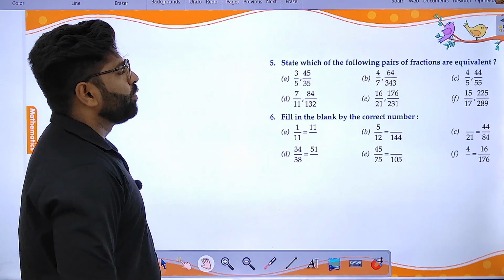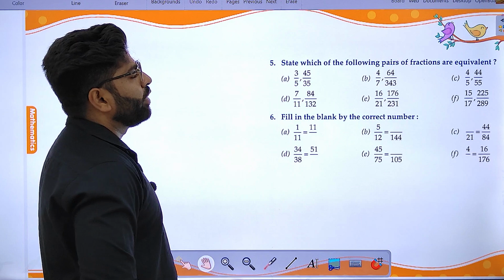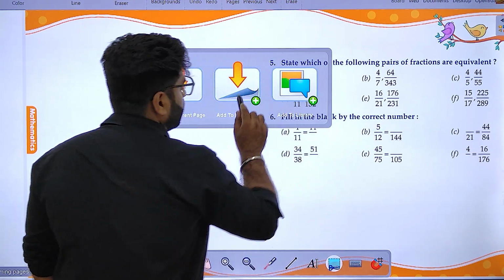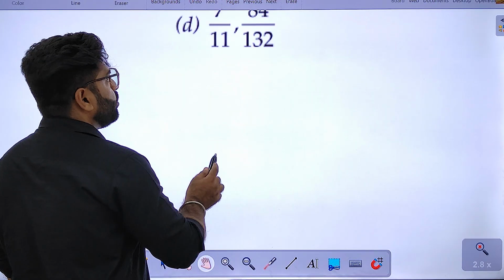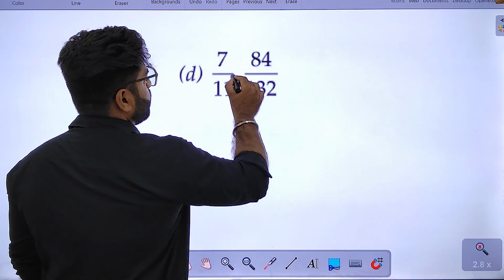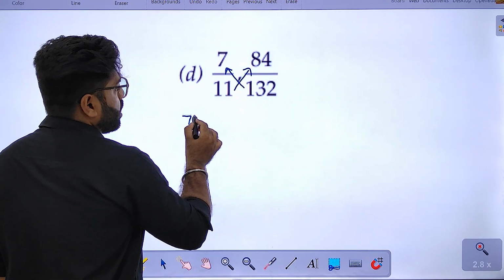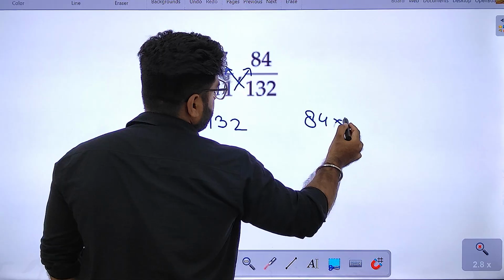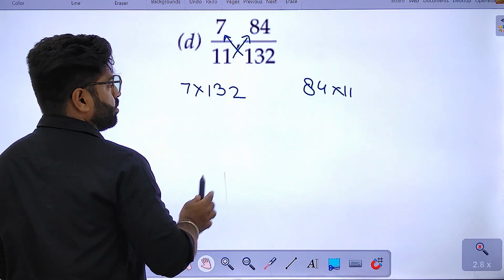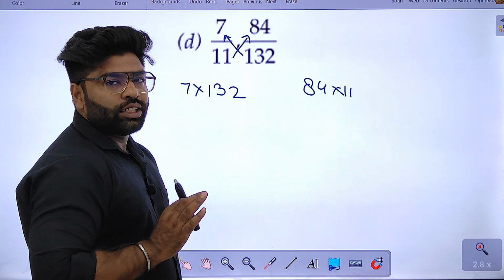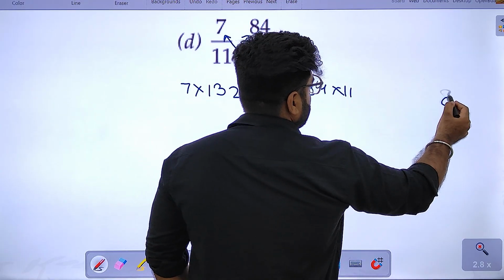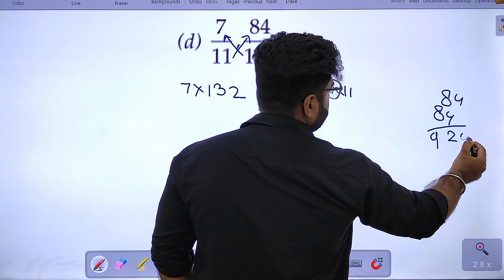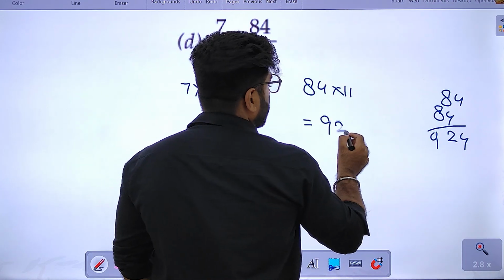Okay, here we are having question number 5. State which of the following pairs of fractions are equivalent. So let's pick D part. Now we are going to use the cross multiplication method just like this. So 7 into 132 or 84 into 11. If the product of these two numbers is equal, then this means that these two fractions are equivalent fractions. So we are having here 924.